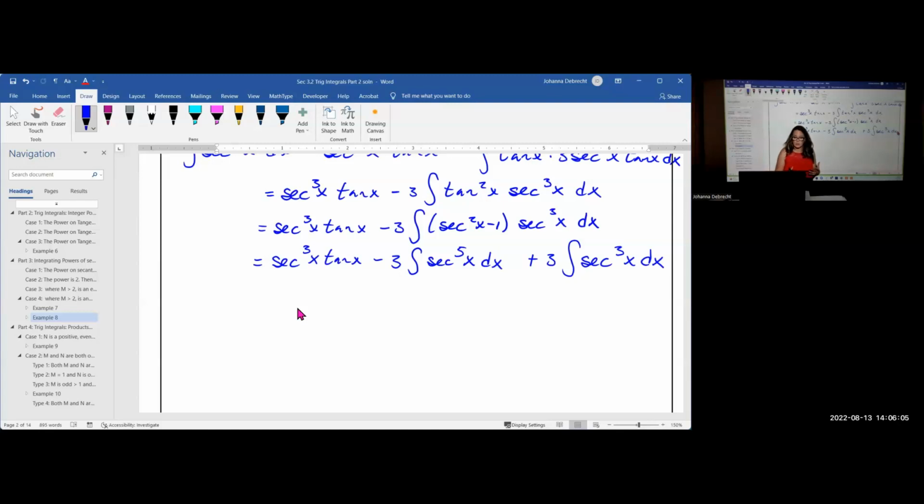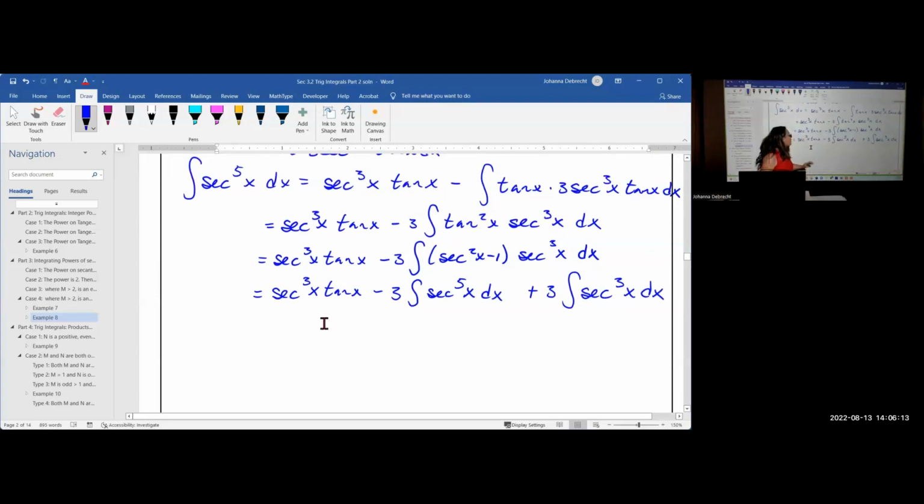But we've already done it, so we can borrow the solution from previous, and we'll be able to substitute that in. Now let's look at what we've got. I know that I've already worked this one out, so I can substitute that answer in. This is a negative 3 secant to the 5th of x dx, which is a multiple of what I'm trying to find. So I'm going to add this one to both sides of the equation to get my 2 like integrals together. So the next thing I'm going to do is add the 3 integral of secant to the 5th of x dx to both sides of the equation.